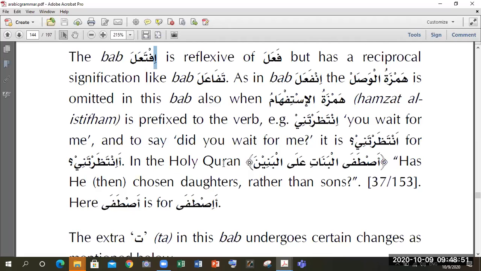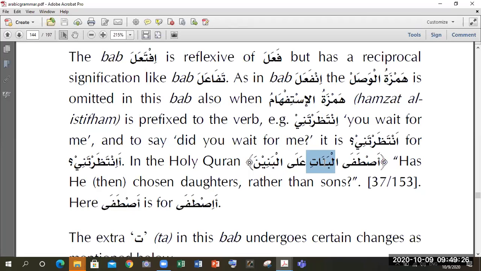So in the Holy Quran, it says, Astafal banati alal banina. Has he, astafa, it's singular, it means to choose, right? Swad, tafa. So it means to choose. So Astafal banati, has he chosen daughters, banati daughters, ala upon banin sons, bint and ibn.